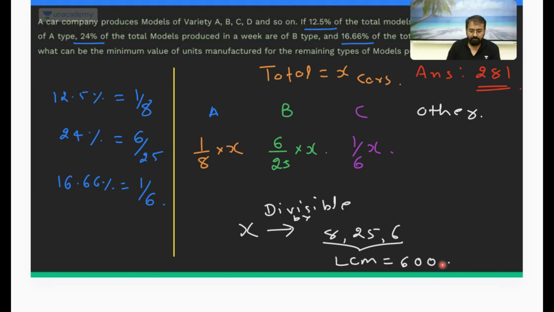Do you all agree? Guys, which is the smallest number divisible by 8 as well as 25 as well as 6? The smallest number divisible by both 8 and 25 is 200. And further, we also want it divisible by 6. So make it 600. So 600 is that number which is divisible by 8, 25 and 6. Do you all agree? Just confirm once.